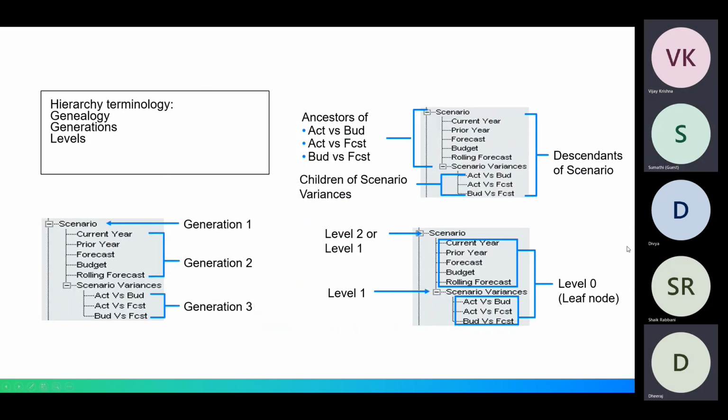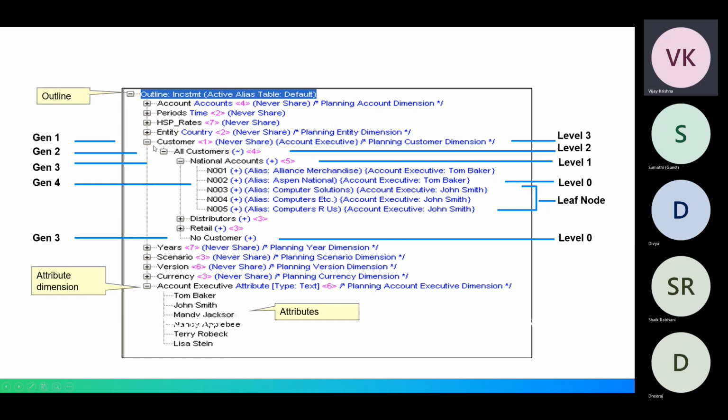We also talked about generation references and level references. Level references always start from the bottom and go up. Generation references always start from the beginning of the dimension and go down. Same thing. If you take customer, I expand my customer to all customers. When I expand all customers, I have national accounts. When I expand national accounts, these are my customers. So this is level 0, level 1, level 2, level 3. Generation 1, generation 2, generation 3, and generation 4. Level 0 or leaf level is what we say. Understood?